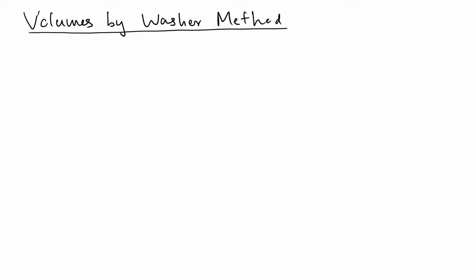In this video, we're going to review volumes by the washer method. The washer method applies when the cross section has the shape of a washer. What we're going to do is find the two radii, find the area of the washer, and then integrate that. So let's look at the technique.